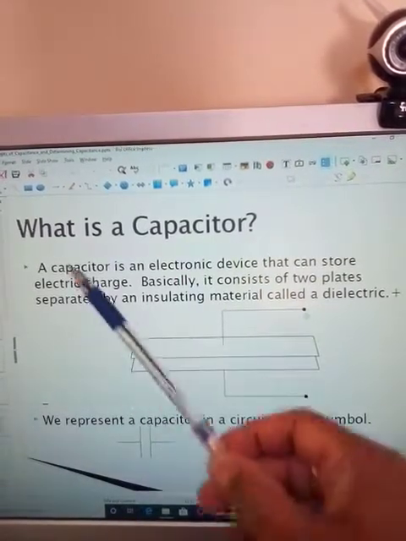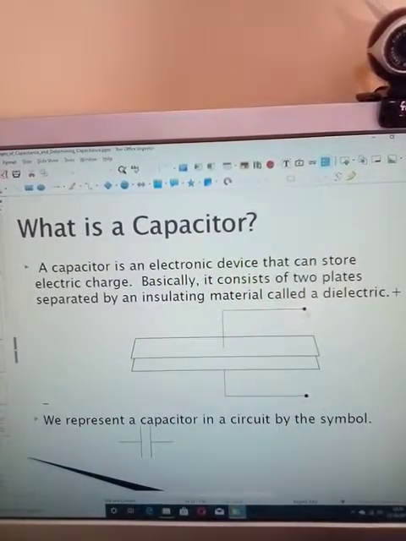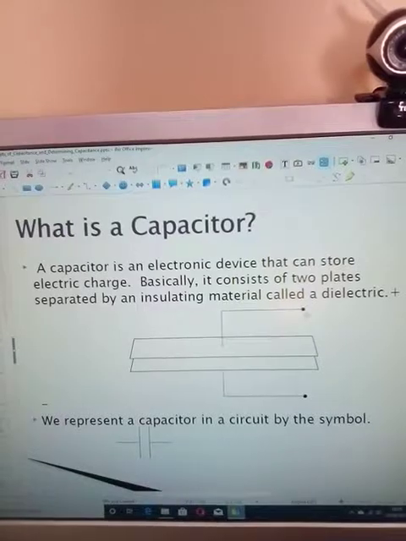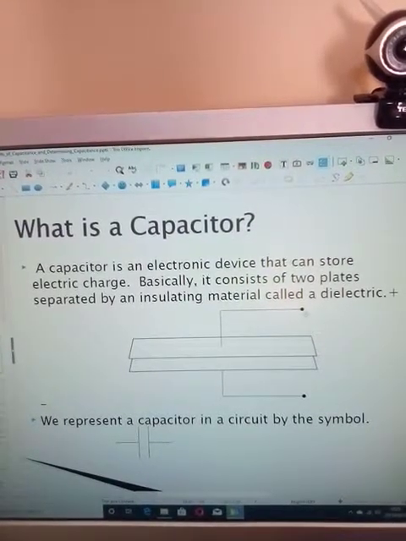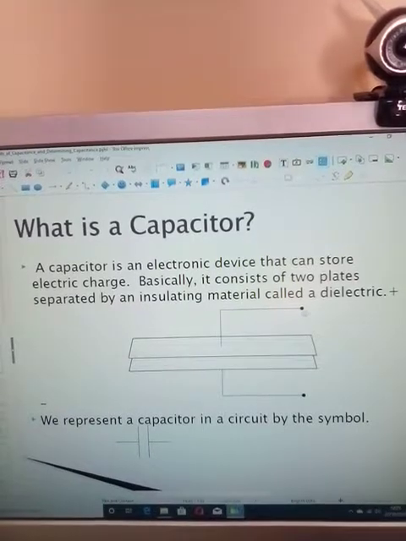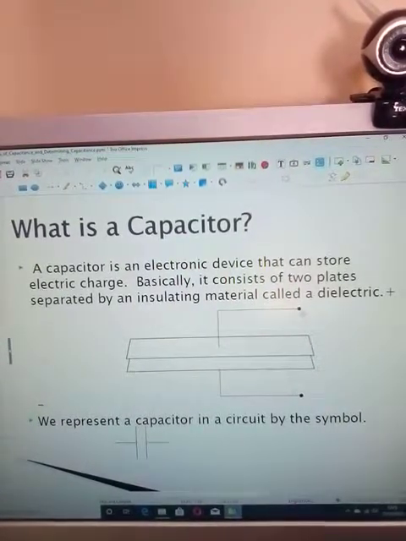Now here, what is a capacitor? A capacitor is an electronic device that can store electric charge. Basically, it consists of two plates separated by an insulating material called a dielectric. Now the dielectric can be made up of almost any kind of material that is flexible, and one of the first materials that comes to my mind is plastic.